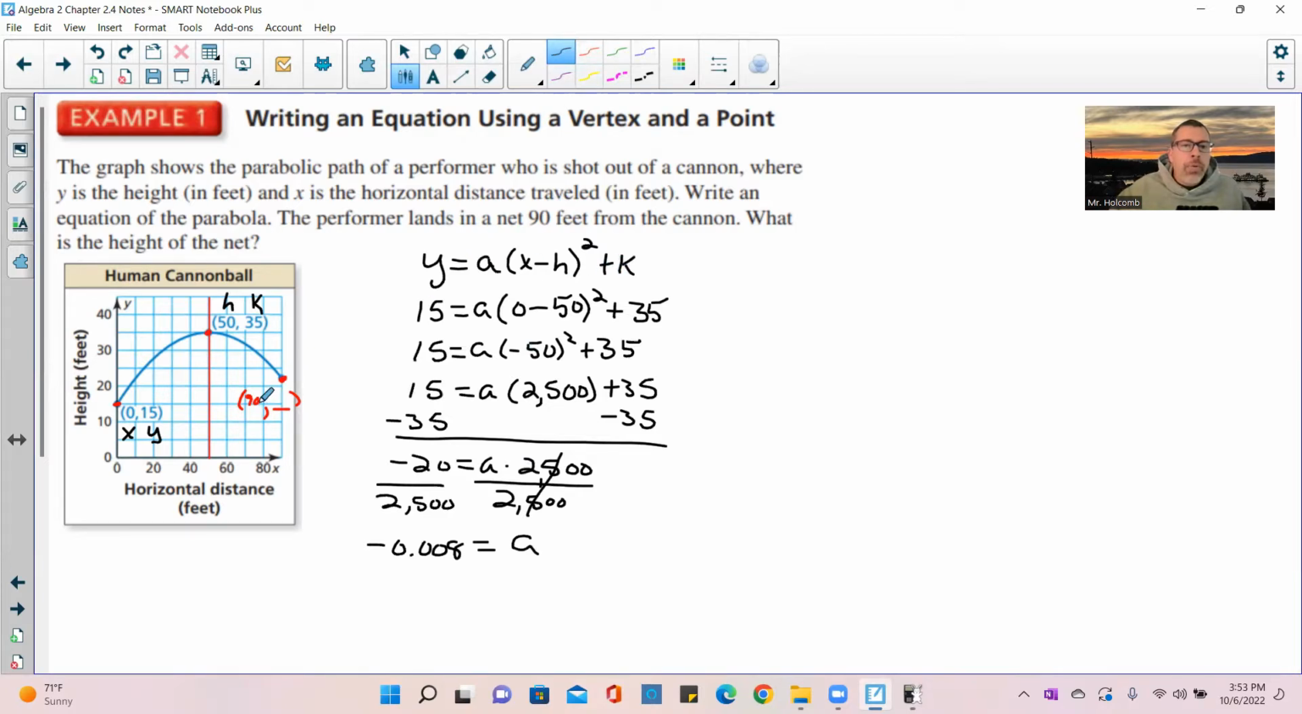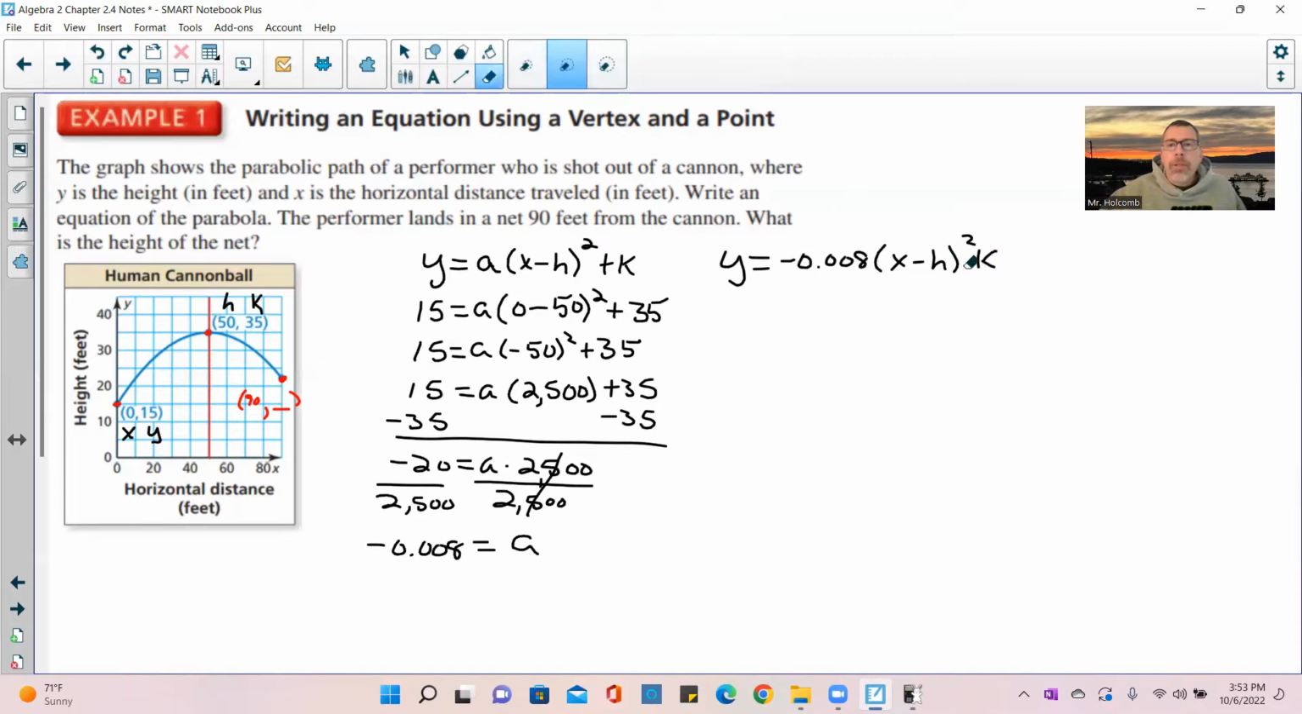But now we want to find out what y is when x is 90. So now we have our equation, y equals negative 0.008 times (x minus h) squared plus, I forgot my plus, k. So y in this case is what we're trying to find. Negative 0.008. x is 90. Let me change that to red. x is 90. It's this 90 right here. The performer lands in the net 90 feet from the cannon.